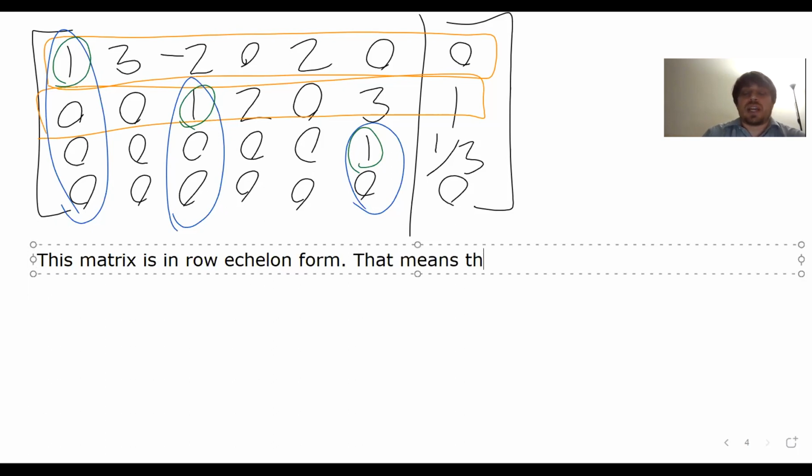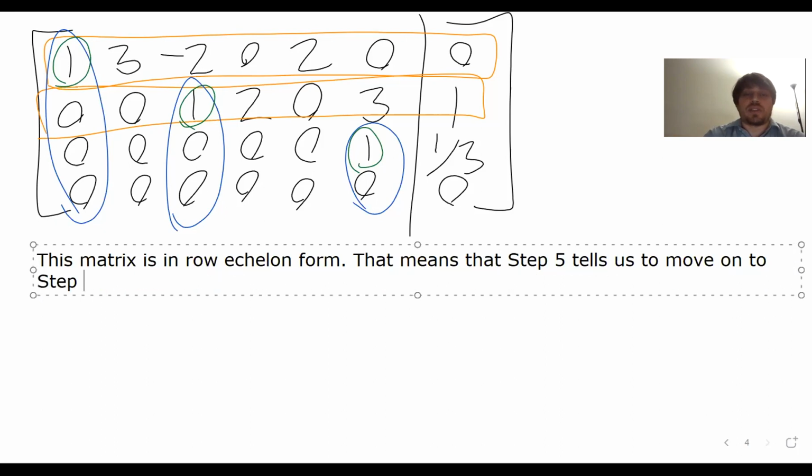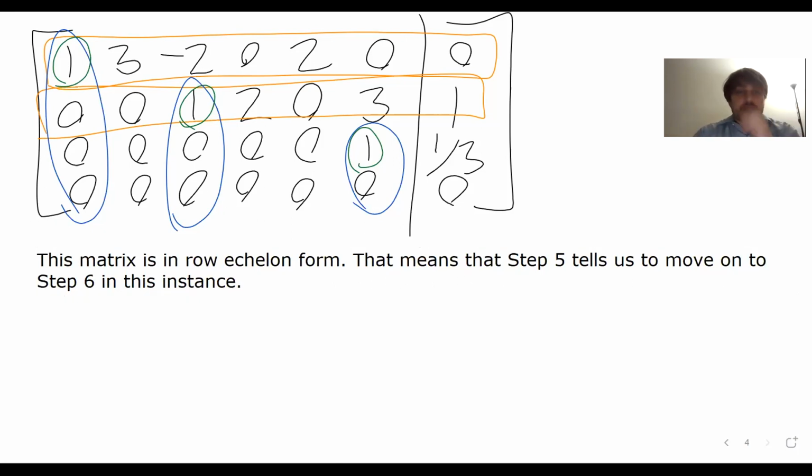That means that we move on. That means that step 5 tells us to move on to step 6 in this instance. Okay, so move on to step 6. So in step 6, we already have the matrix in row echelon form. The goal of step 6 is to get our matrix from row echelon form to reduced row echelon form.